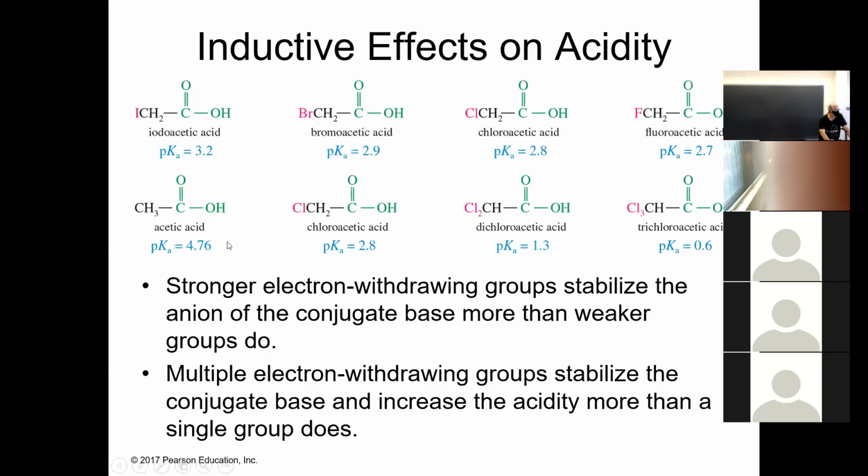Let's compare acetic acid again as our basis. If we replace one hydrogen with a chlorine, it's 2.8. If we replace two hydrogens, each with a chlorine, now the pKa is 1.3. And trichloroacetic acid, where we've replaced this, this H shouldn't be there. Should just be CCl3. Now the pKa is 0.6. So that's a 10,000-fold increase in acidity.